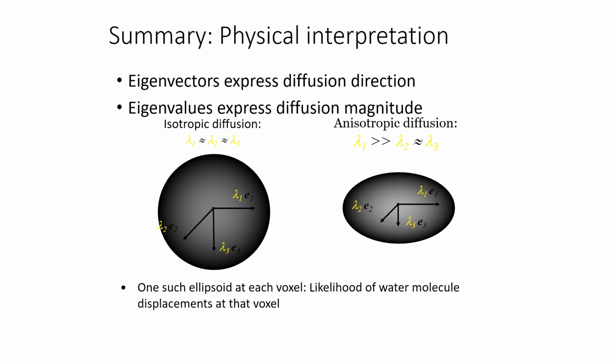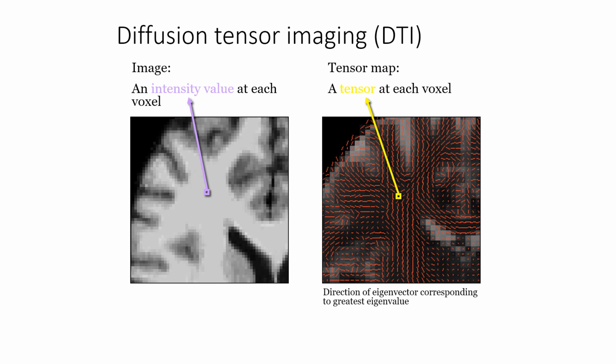And again, just to show it, if lambda 1, 2, and 3 are all about equal, that means diffusion is isotropic. If one is greater than the others, then it would be anisotropic, meaning there's some directionality to it. So what we can do is put somebody in the scanner and get an image of their brain.